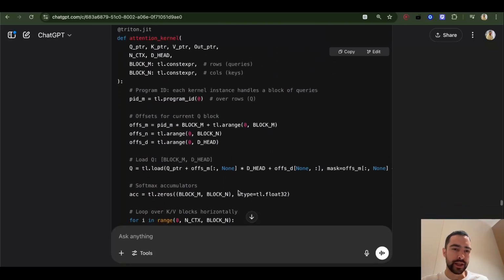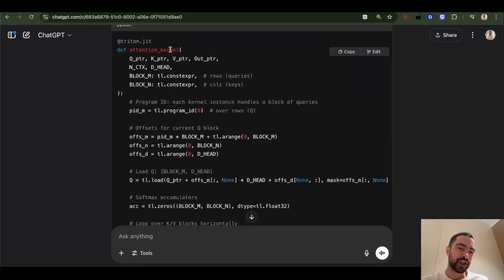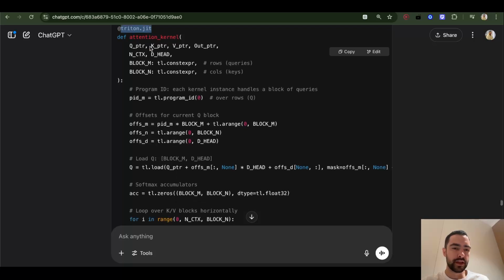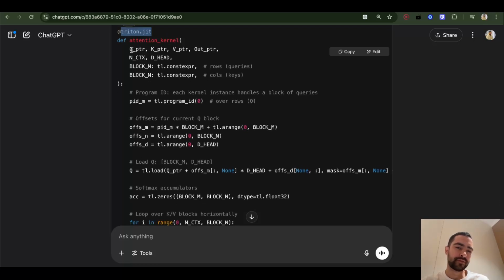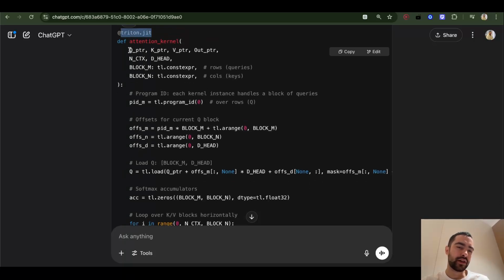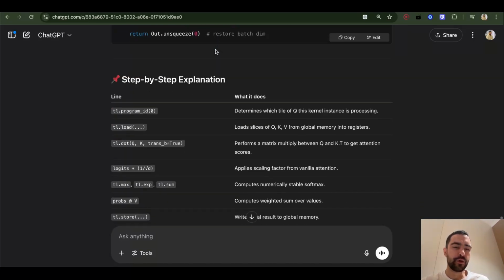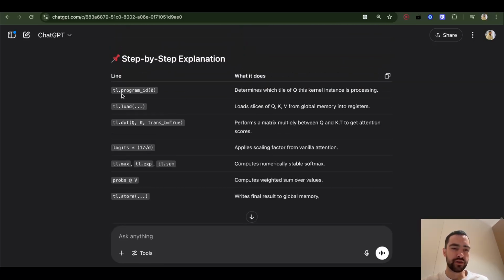Okay, so here I will explain it. We mark the function. This is a plain Python function, but we mark it with triton.jit, so it's a Triton function. Here we have pointers to query, key, and values in memory, in and out. Let me scroll down. We have a good explanation here of what each of these does. tl.program_id(0) determines which tile of Q this kernel instance is processing.